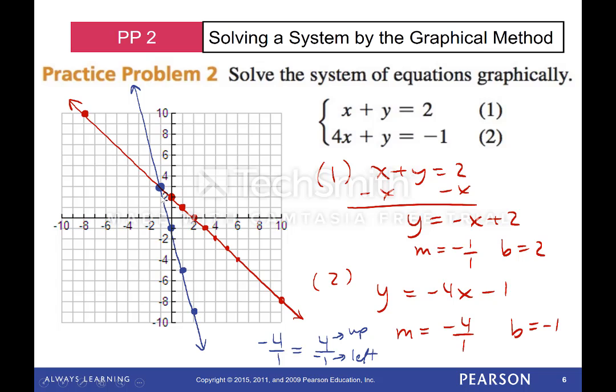And what is the intersection point? Name it and you're done. So that looks like it's -1, 3. So -1, comma, 3 is the solution set. Well, that's exactly what we're going to be doing here.